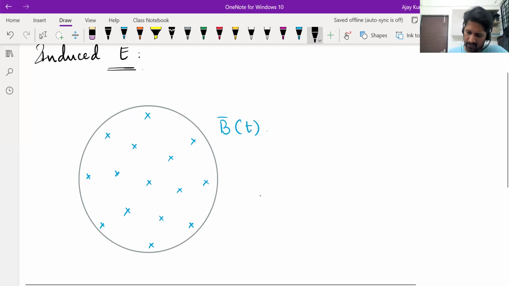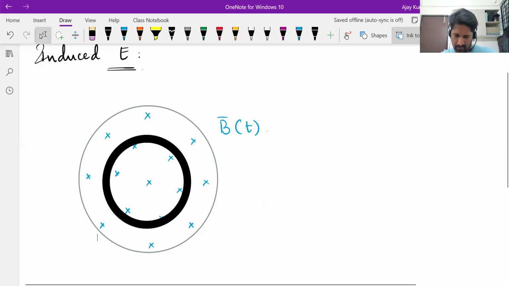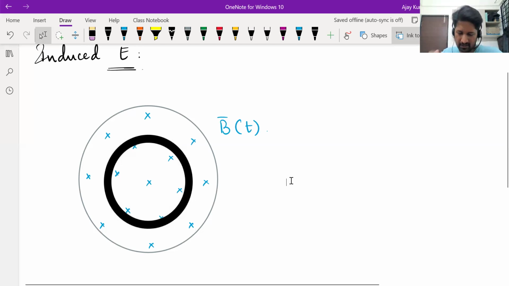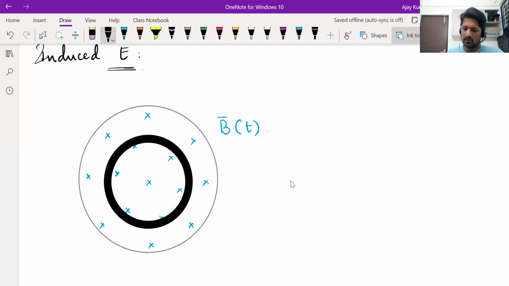Now, if there is a conducting loop placed symmetrically or concentrically in this magnetic field, tell me, will there be current in that conducting loop or not? The magnetic field varies with time. Will there be current in this conducting loop or not?